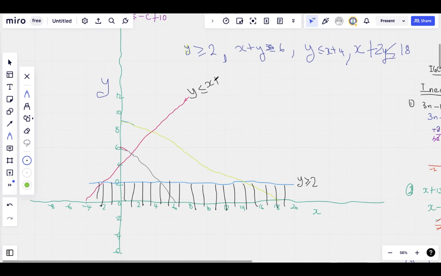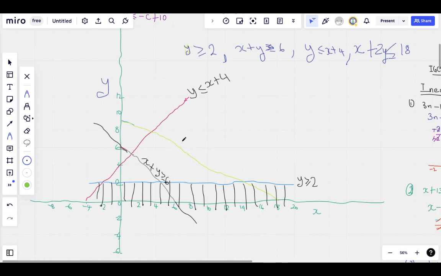x plus 4. This one is x plus y is greater than 6. The line goes up, okay, continues, and also goes down. This one is x plus y is greater than or equal to 6.